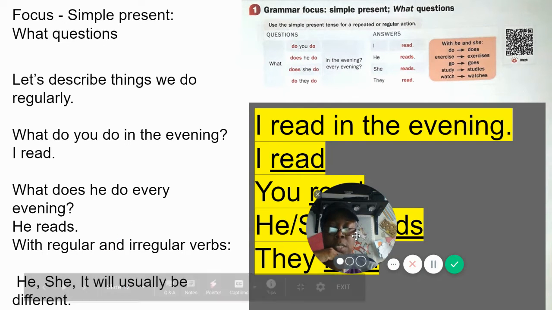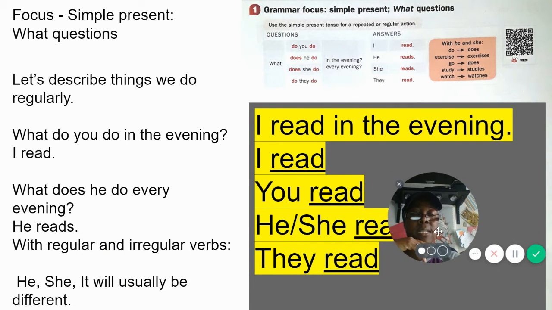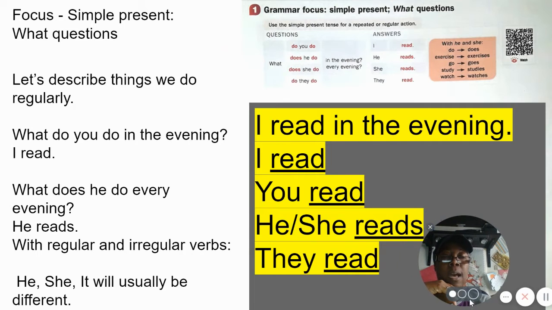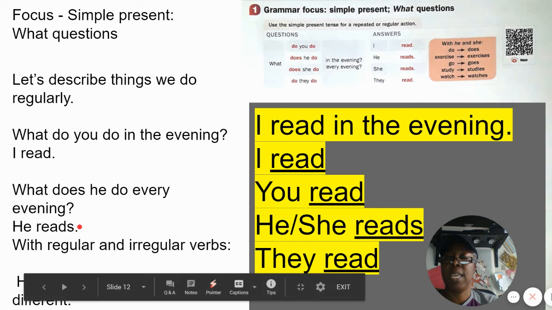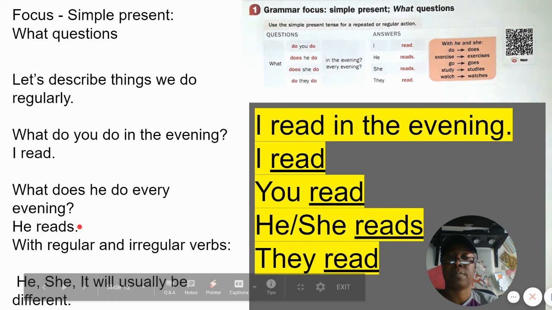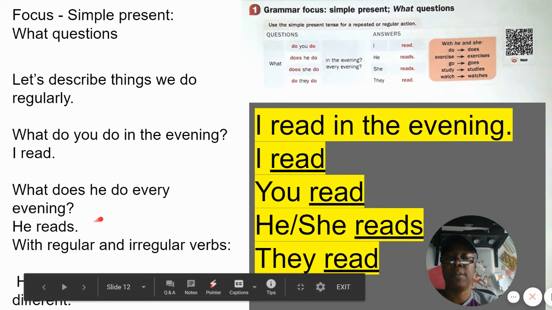So here's the sentence. I read in the evening. So the question is, what do you do in the evening? I read in the evening. I read. What do you do in the evening? I read. What does he do every evening? He reads. Okay.